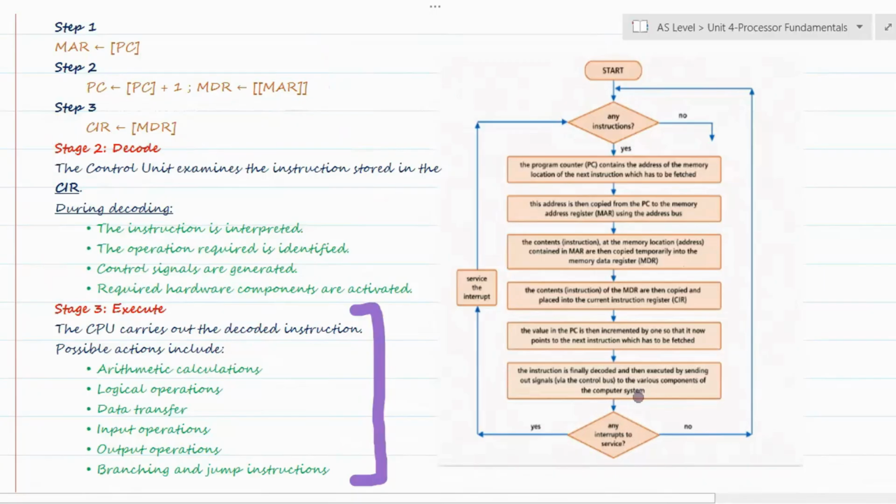Once the execution of one instruction is over, the computer checks if there are any interrupts, they are handled, and then it is checked if there are any instructions left, and the cycle continues. That's the fetch, decode, execute cycle.